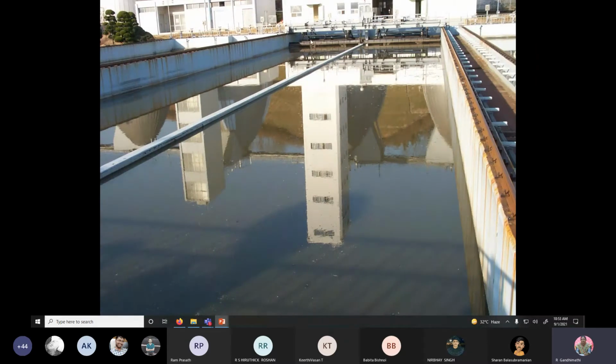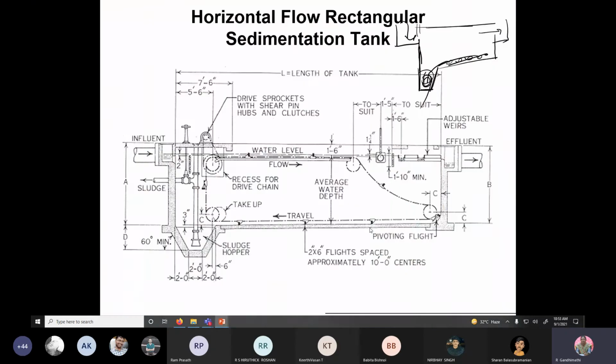You can see here, this is the rectangular type horizontal flow chamber. That means in this rectangular type, the flow enters the chamber at one point and leaves at the opposite end. And then you have to provide a retention time of 1.5 to 2.5 hours.